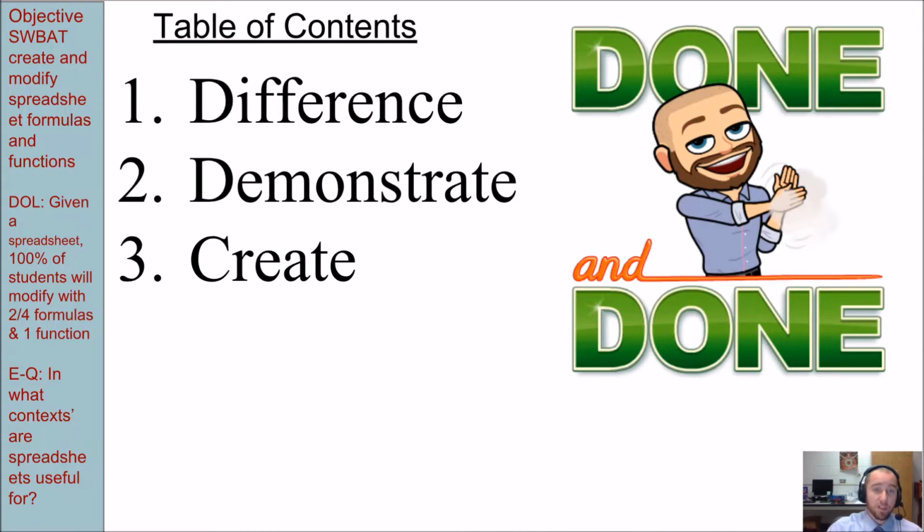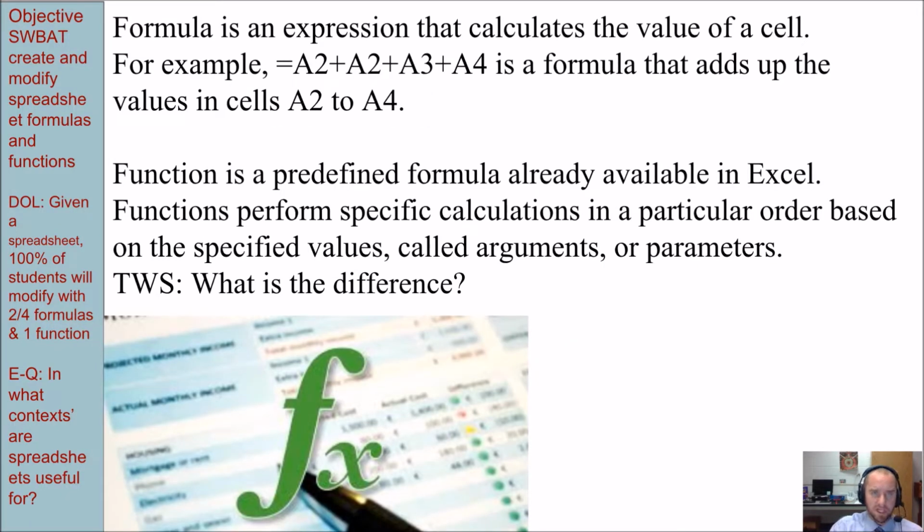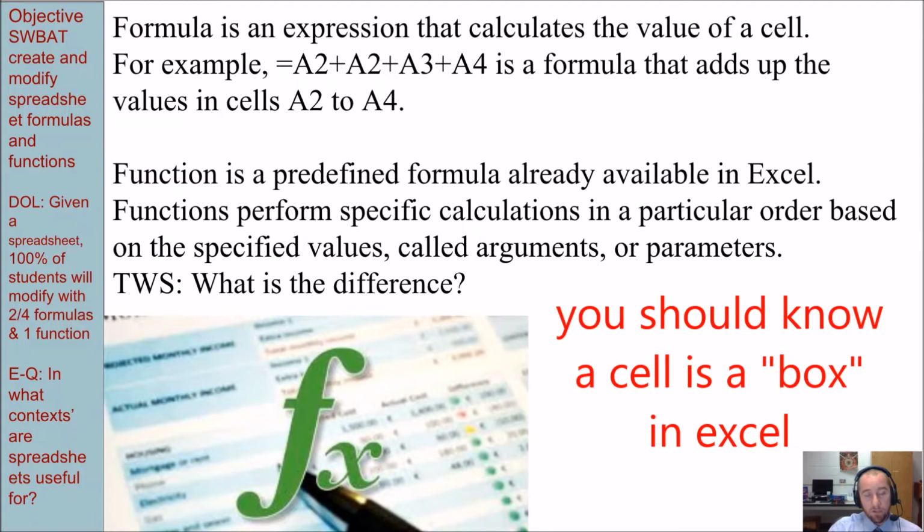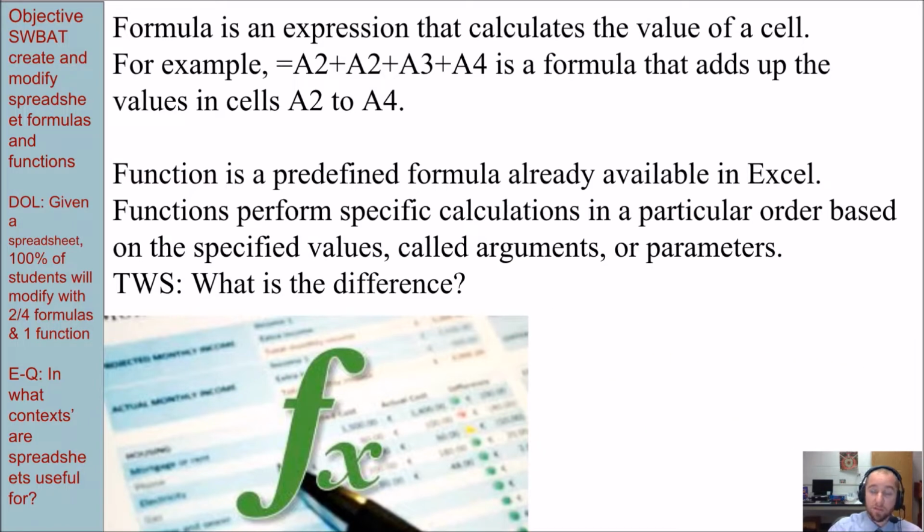So in terms of direct instruction, I have 3 things to do for you. So the first thing is the difference between the two F's that I had mentioned already. Then I'm going to demonstrate and then you create. So what is a formula? This is an expression that calculates the value of a cell. So for example, equal sign A2 plus A2 plus A3 plus A4 is a formula that adds up the values in cells A2 through A4.